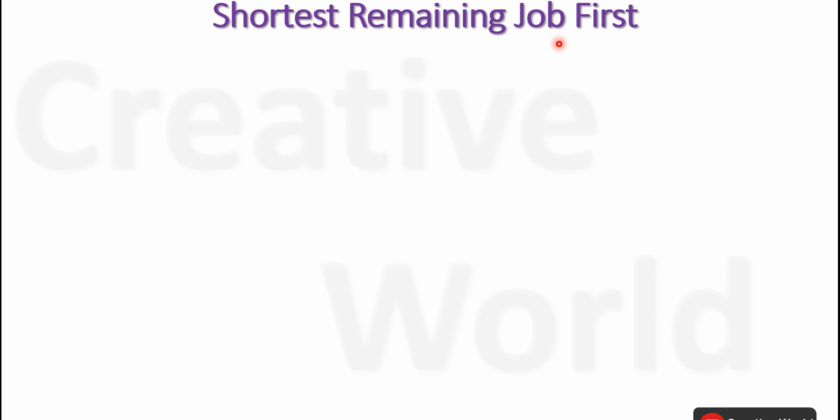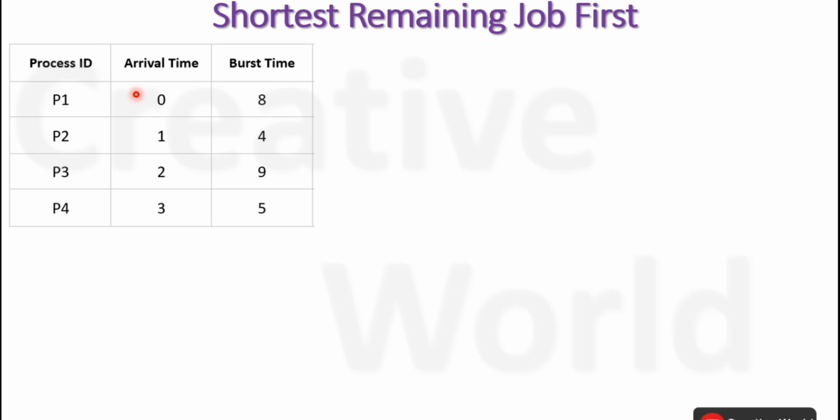So we will learn this concept using an example. I am following this example. In this example, 4 processes are arriving on CPU at time 0, 1, 2 and 3 with their burst times 8, 4, 9 and 5. Now we have to implement shortest remaining job first preemptive type algorithm on this problem and find turnaround time, waiting time and completion time. So first of all we will solve this problem with the help of Gantt chart.